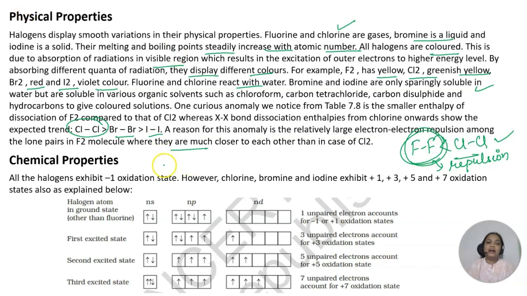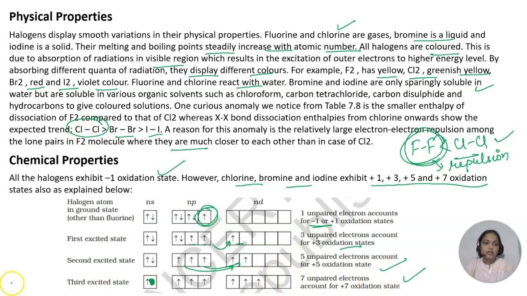Now students, we know all the halogens exhibit the -1 oxidation state. However, chlorine, bromine and iodine also exhibit +1, +3, +5 and +7 oxidation states. Here you can see ns2 np5 is there, so +1 or -1 oxidation state they can show. Now if one electron goes to the d orbital, here we have 3 half filled orbitals, so +3 oxidation state. Again if 2 electrons get excited, so +5 oxidation state. And then if another one gets excited, it can also show +7 oxidation state.